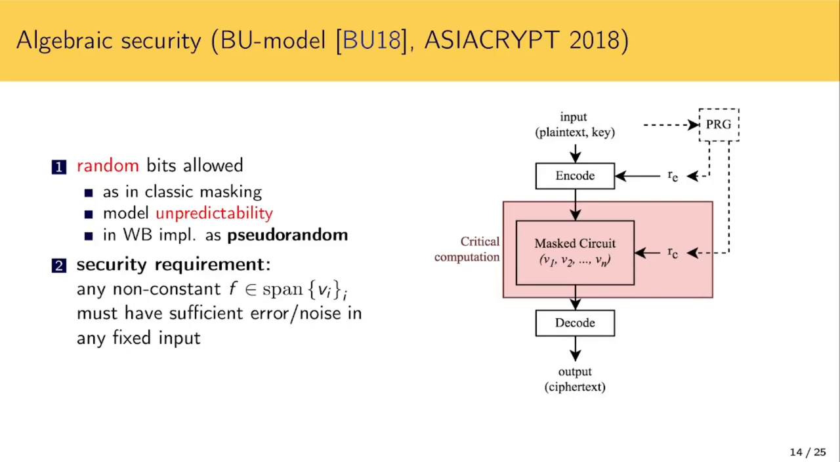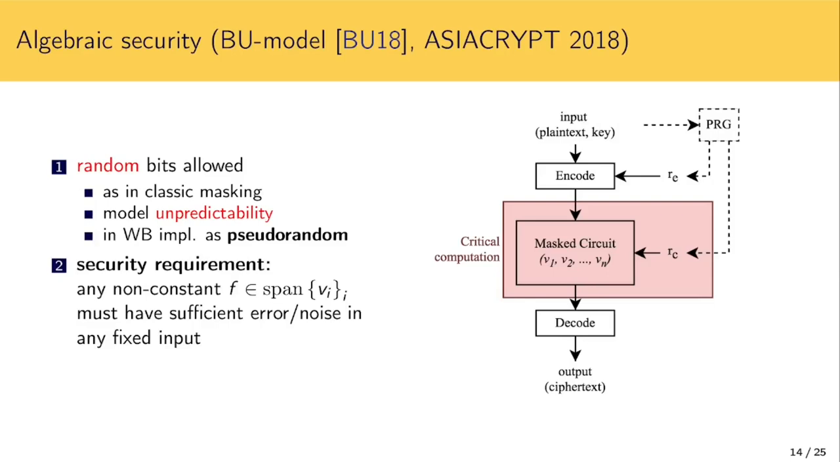To define the security requirement, consider any non-constant function in the linear span of the functions computed in the critical part of the implementation. These are functions of the input and randomness. It is required that each such function must have a sufficient error term on any fixed input. That is, for any fixed input, any non-constant function in the linear span must be sufficiently far from the constant functions 0 and 1. In other words, the functions should have a low bias, or equivalently a large error.